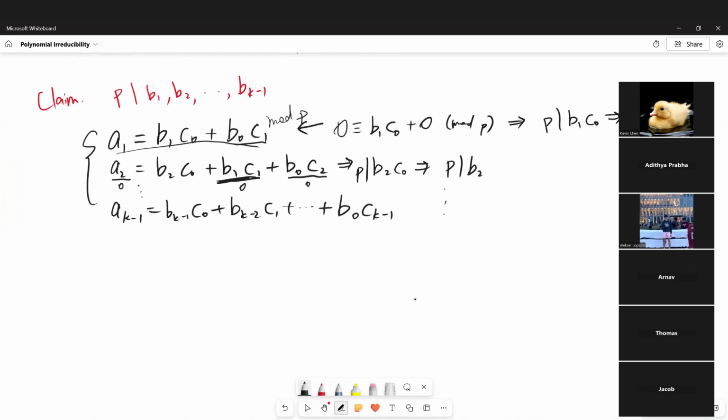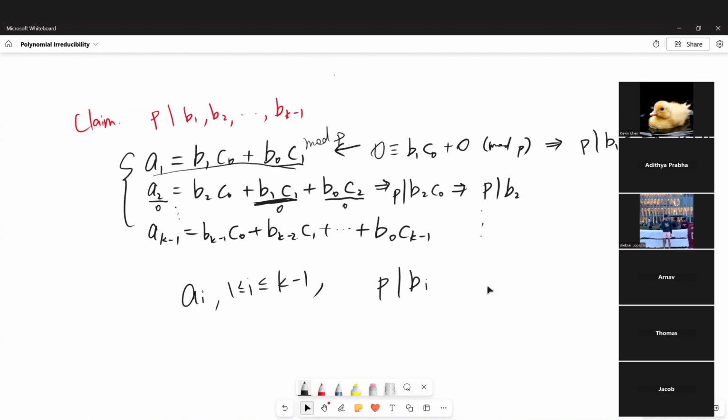So that means for a_i, for the equation for a_i with i greater than or equal to 1 and less than or equal to k minus 1, we have p divides b_i. So this is just our claim, because if i ranges from 1 to k minus 1, we have already proven that p divides b_1, b_2, all the way to b_{k-1}.